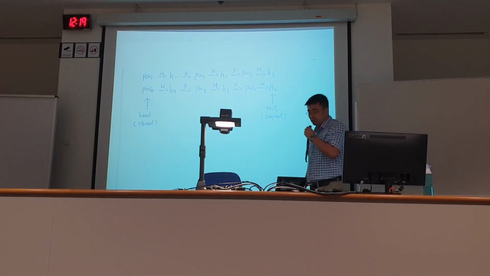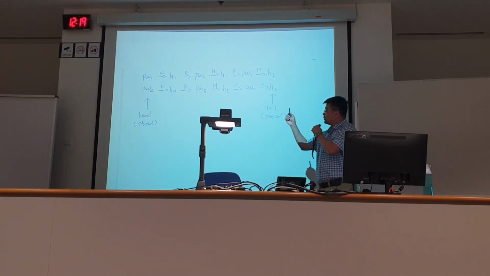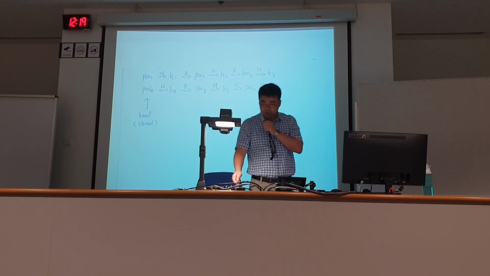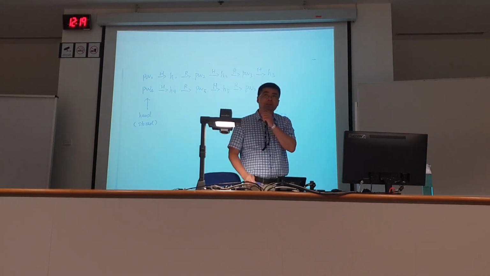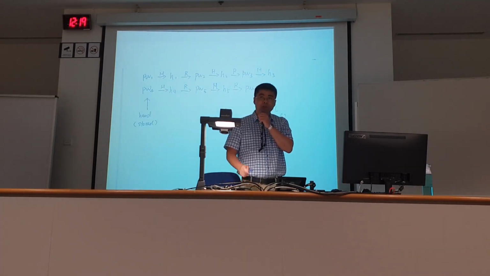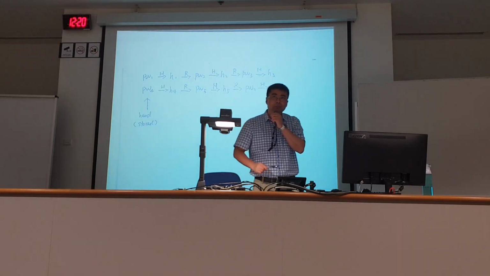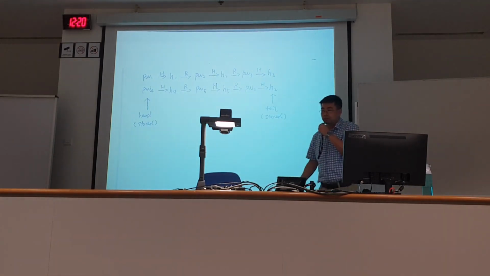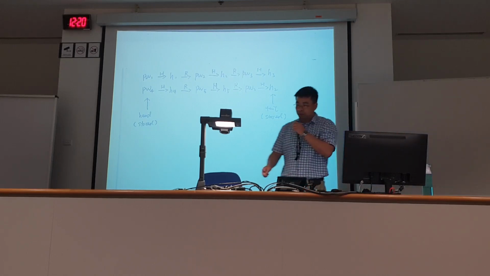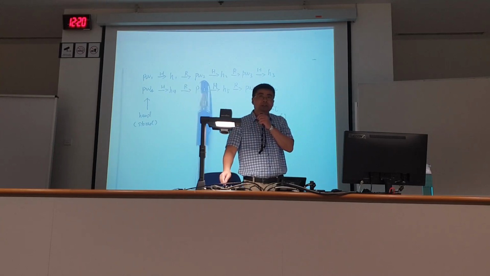But the key point here is you don't store the whole chain. You only store the head and the tail. For the first chain, you only store password 1 and hash 3. You don't store the intermediate values. For the second chain, you also only store password 4 and hash 2. You don't store the intermediate password or hash values. So in the rainbow table, because we don't store the intermediate values, the size will be significantly reduced.